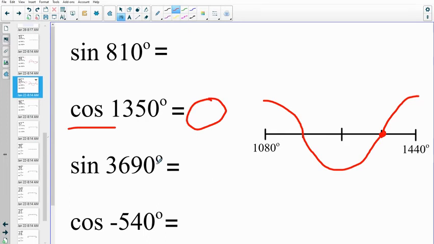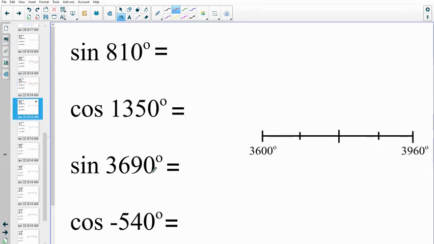So that's the idea. Maybe I'll just do one more of these. Sine of 3,690. We've seen this stretch before. This is 360 10 times. And so if sine looks like this between 0 and 360, that's the same as what it looks like between 3,600 and 3,960. And sine of 3,000, ooh, I want 3,690. That would be right here, 90 degrees later, and looks like we're back up at +1.